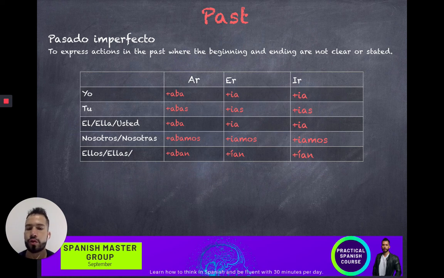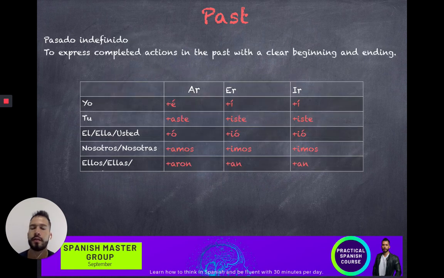Then for nosotros or nosotras, which is we, masculine and feminine, ábamos for AR and íamos for ER and IR. Then ellos, ellas or ustedes for AR, aban, you add aban at the end of the verb. And for ER or IR, ían. That's imperfect past. Then pasado indefinido.